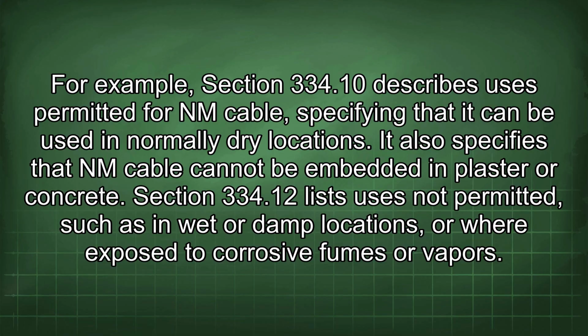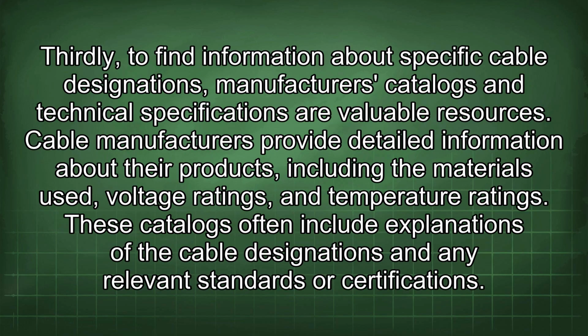Section 334.12 lists uses not permitted, such as in wet or damp locations, or where exposed to corrosive fumes or vapors. Thirdly, to find information about specific cable designations, manufacturers' catalogs and technical specifications are valuable resources. Cable manufacturers provide detailed information about their products, including the materials used, voltage ratings, and temperature ratings. These catalogs often include explanations of the cable designations and any relevant standards or certifications.